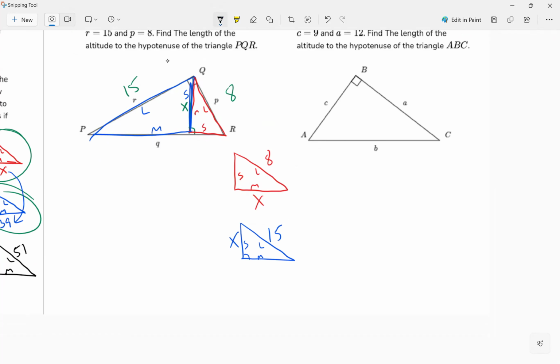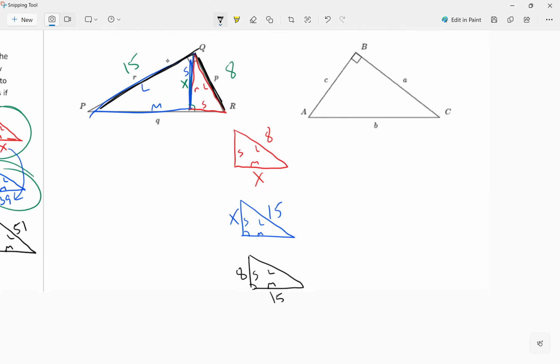The black triangle, small, medium, and large. The small side is 8. The medium side is 15. And the large side is blank. Okay. I see that on the red, I'm using the medium and large. On the blue, I'm using small and large. So not corresponding sides. And in black, I'm using small and medium.